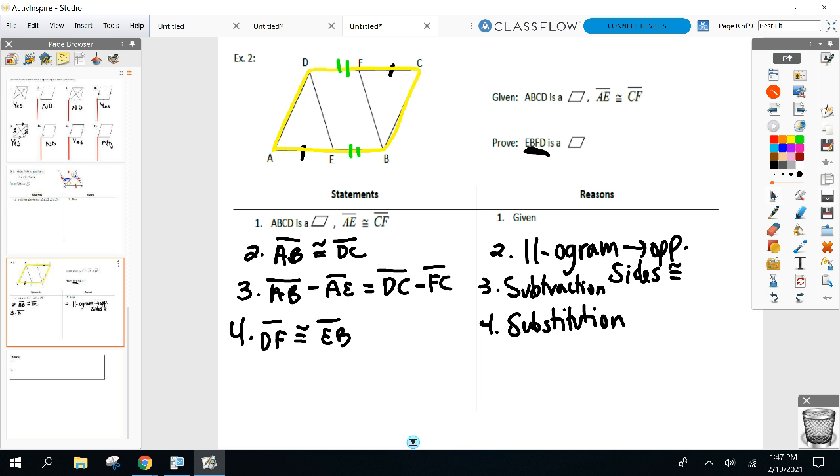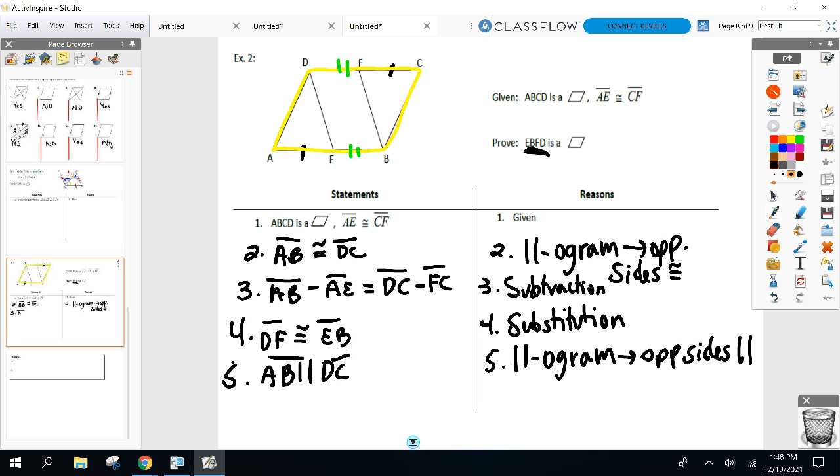Go back to your diagram. Guys, what do we know about DC and AB? Yes, they're congruent, but they're also what? Parallel. So shouldn't the pieces DF and EB also be parallel? Yes. And that's the new theorem I'm going to show you right now. First, though, you have to tell me the originals were parallel. What were the original ones? AB parallel to DC. The originals were parallel because it's a parallelogram, and that implies opposite sides parallel.